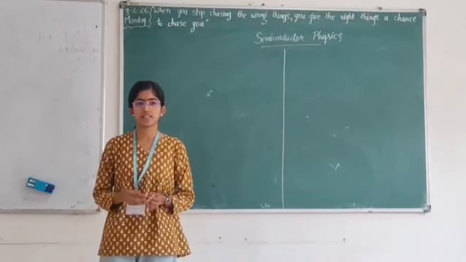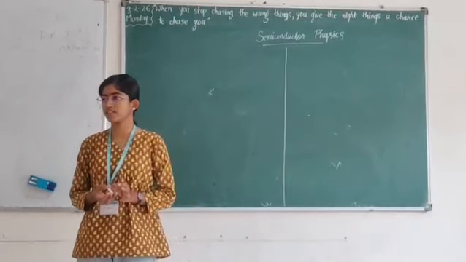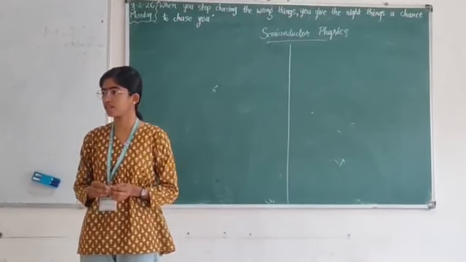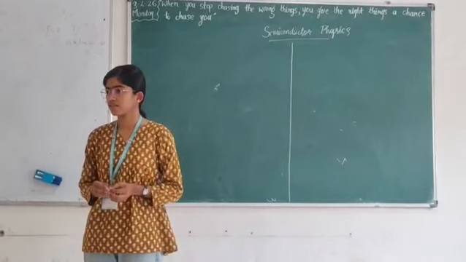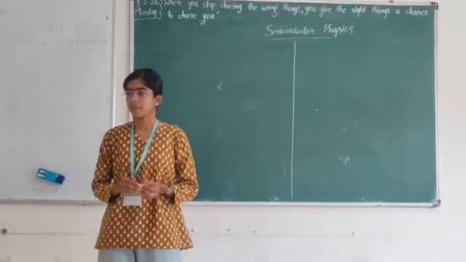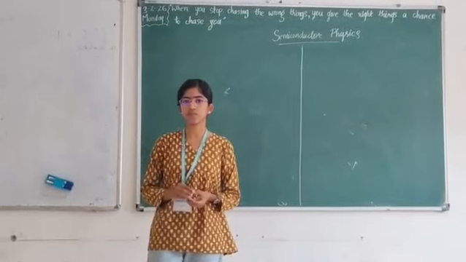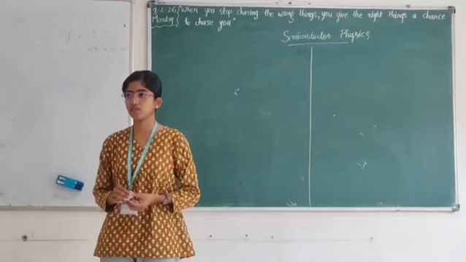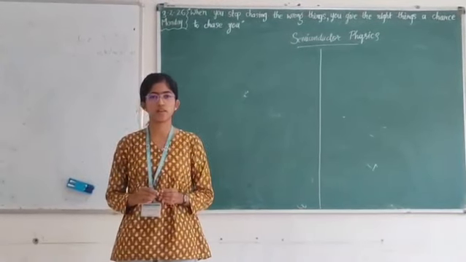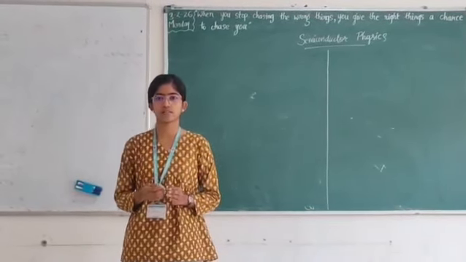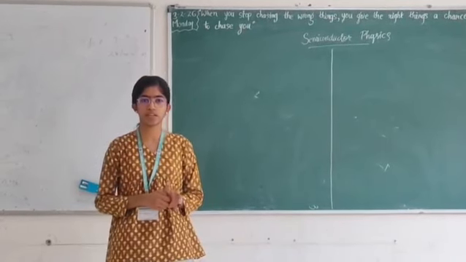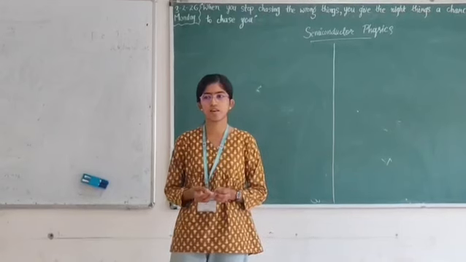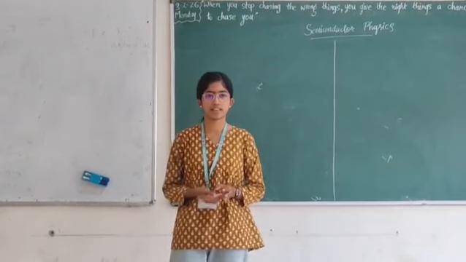Next, what do you mean by insulators? Can you describe insulators? Insulators are materials that do not allow heat or electricity to pass through them because they don't have free electrons. Free electrons are tightly bound in these insulators. Examples of insulators can be glass or rubber or anything like that.